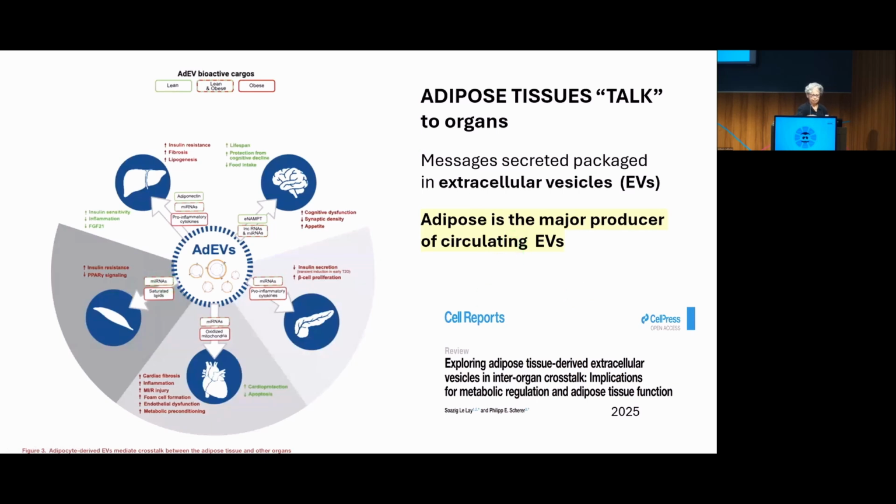You can look at this reference in more detail, but you can see that the extracellular vesicles in the center can affect all the organs: the brain, the pancreas, the heart, the muscle, and the liver, which you'll hear about soon. The right kind drive metabolic health. The wrong kind lead to metabolic systemic dysfunction.